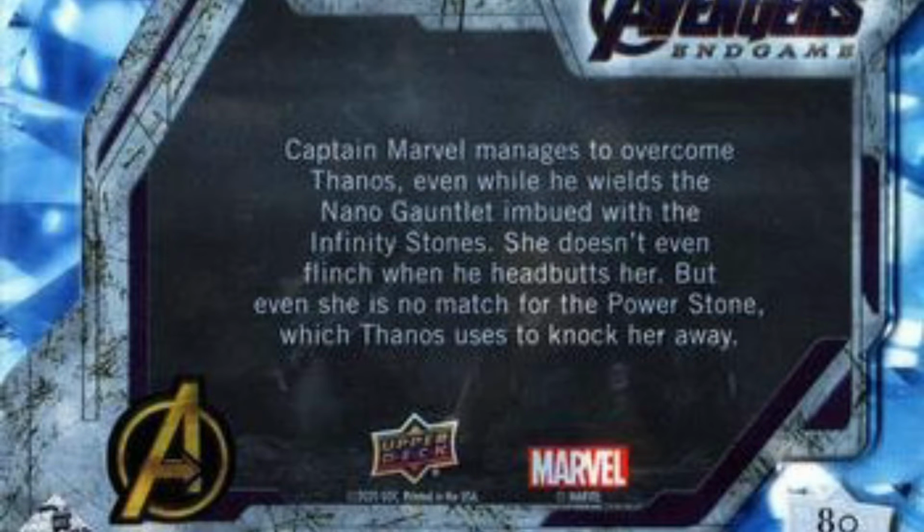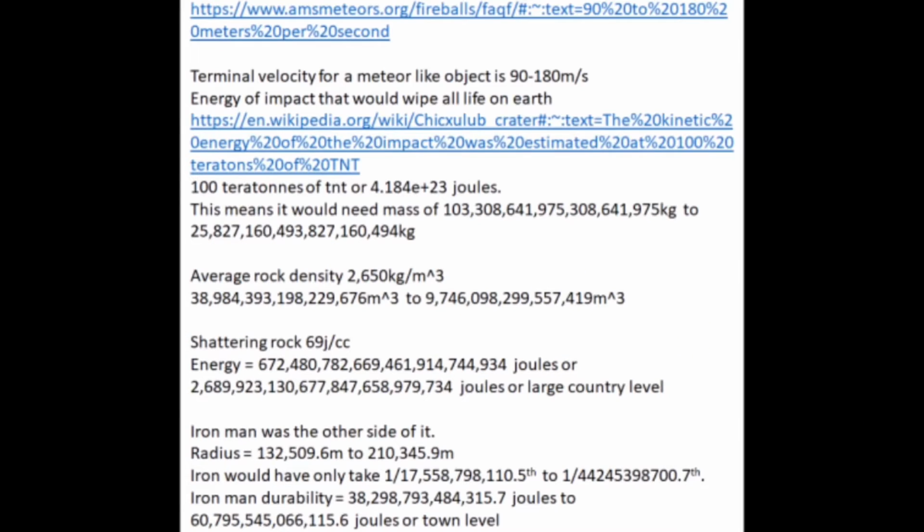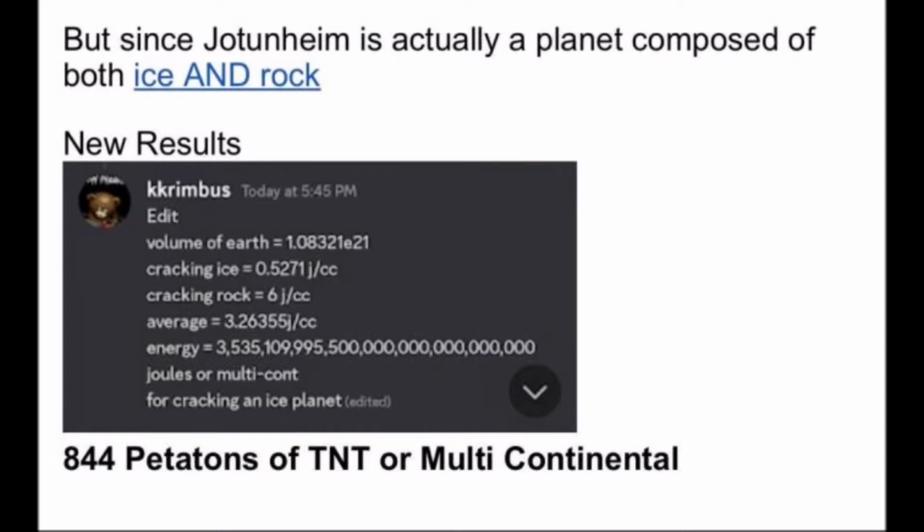because characters like pre-awakened Thor and characters around Thanos' level are multi-continental level due to Thor being able to break apart and shake the planet of Jotunheim, as well as being able to destroy all of Sokovia, amongst other feats, which places Thor approximately around the 844 petatons of TNT, aka multi-continental level.